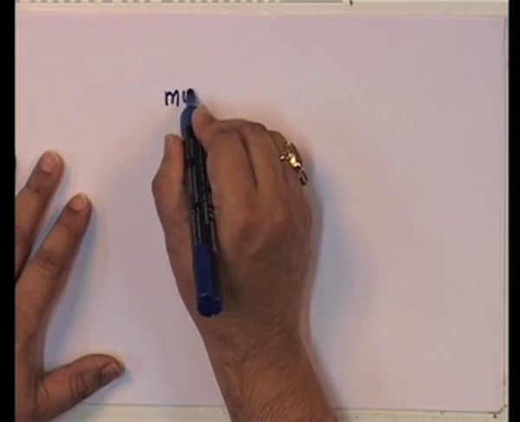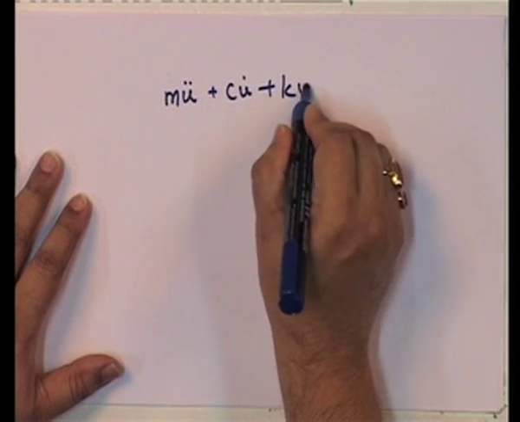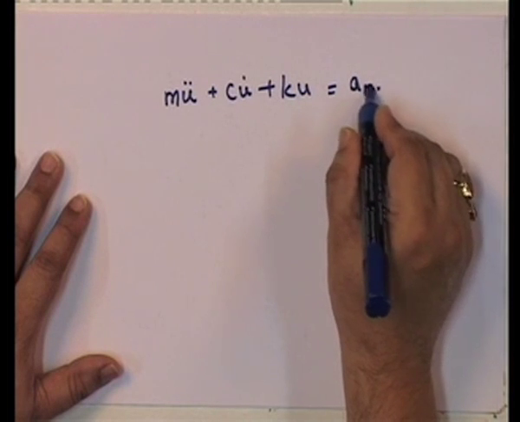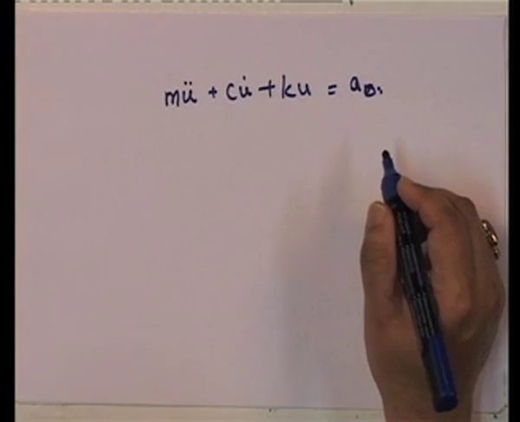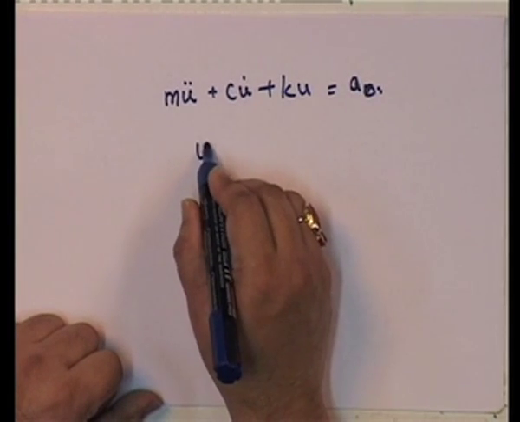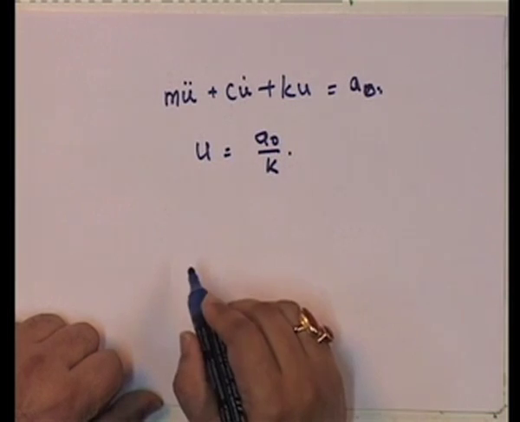M u double dot plus C u dot plus K u is equal to A 0. And I want only the steady state solution, remember, steady state solution is the particular solution. What is the particular solution? U particular solution is A 0 upon K.